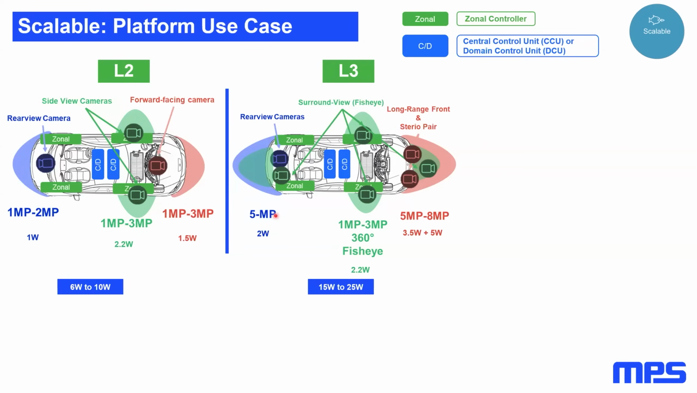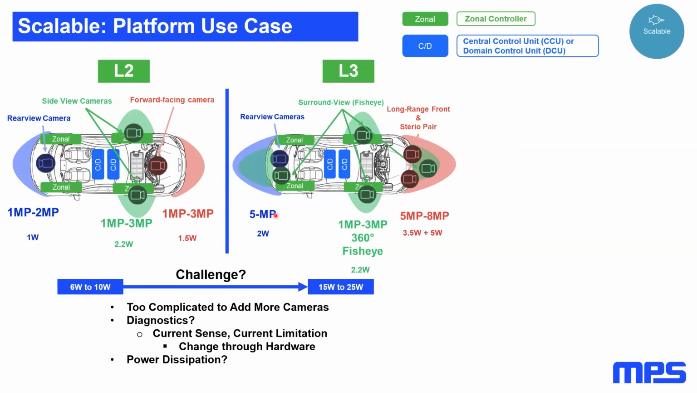Now the challenge is how to get smoothly from the L2 to the L3 ADAS system. First, with the current hardware, it's complicated to add more cameras because neither the hardware nor the software is fit for this level of scalability. The camera switch itself is not fit for this requirement.